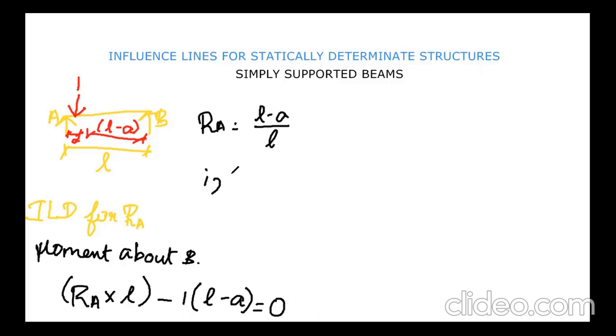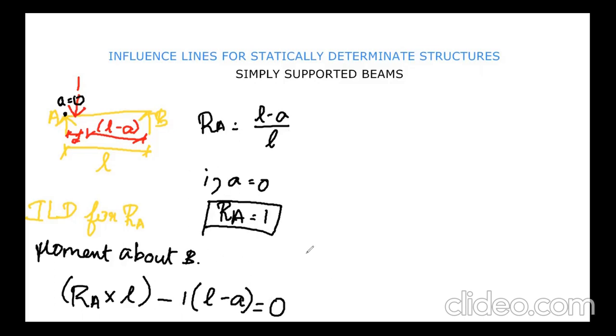First one is when a equal to 0. That is, when I am applying the unit load here at a equal to 0, RA will become L minus 0 divided by L. RA value will become 1. So this is the influence line ordinate at A for the load moving from the left support to the right support.